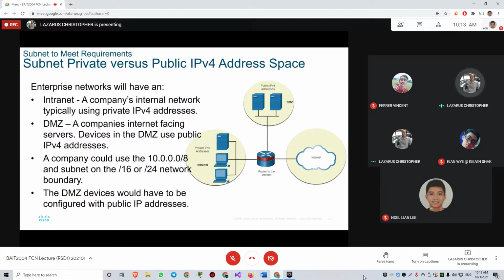So a company could use a /16 network or /24 network boundary, and the DMZ devices or the servers will have to be configured with public IP addresses. Whether you choose 16 or 24 for this is up to you, depending on how big your network requirement is in this private network. You can choose anything in between 16 and 24. That means you're talking about subnetting. Yes, you can subnet. Please notice that the subnetting is only happening in the private address space.